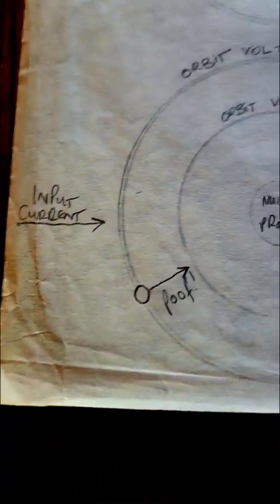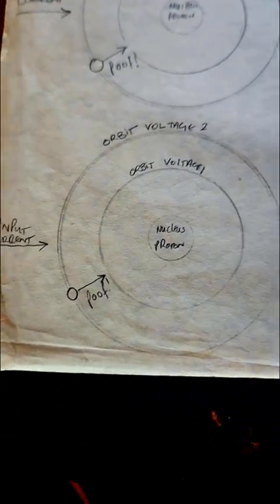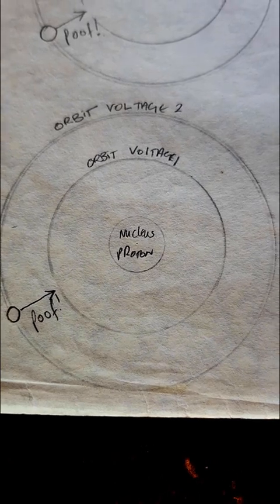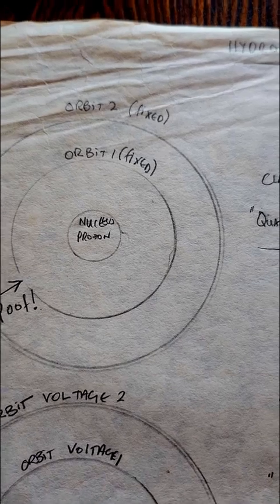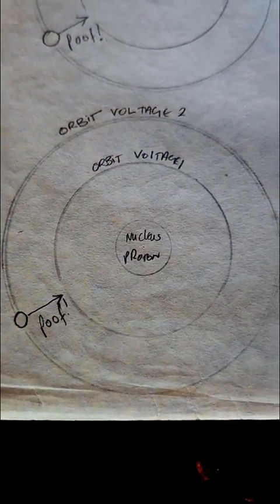And we have input current on all, because all atoms are electrical, and they give off an electromagnetic waveform, which is why you can see them. So we have the same thing, nucleus, proton, orbit voltage 2, and orbit voltage 1. Instead of just orbit 2 fixed and orbit 1 fixed, we now have orbit voltage on both 1 and 2.